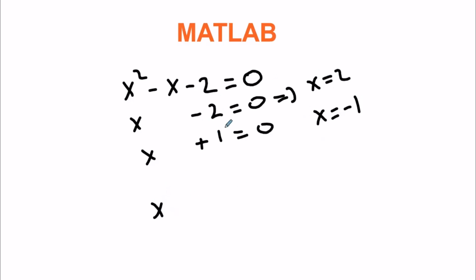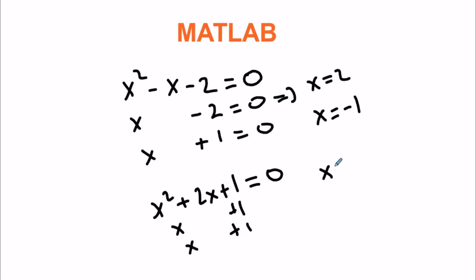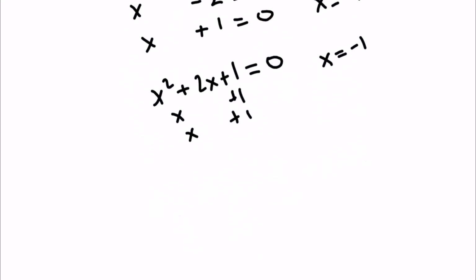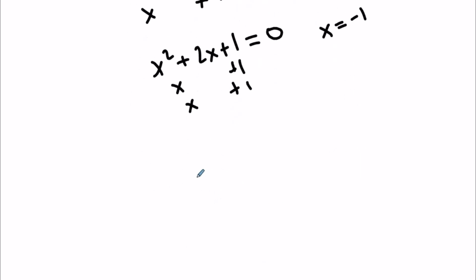For example, in the equation x squared plus 2x plus 1 equals 0, it is separated as plus 1, plus 1. Here the x double root is just minus 1. There may also be a non-real root. For example, let the equation be in the form of x squared plus x plus 1 equals 0.